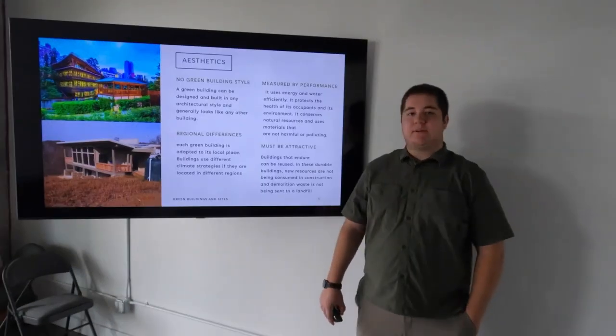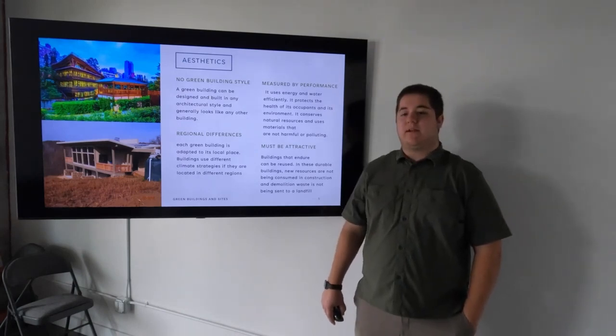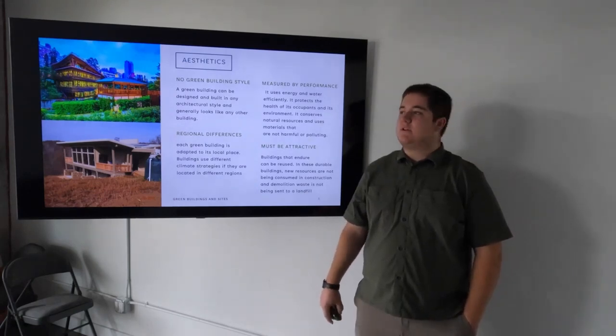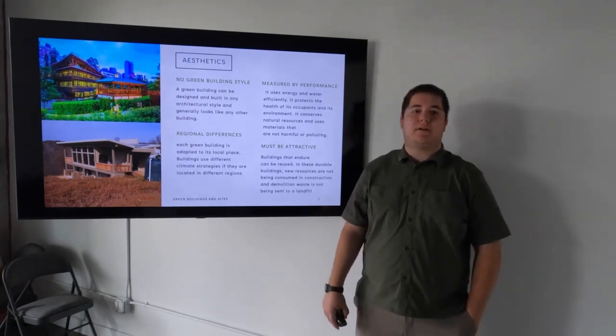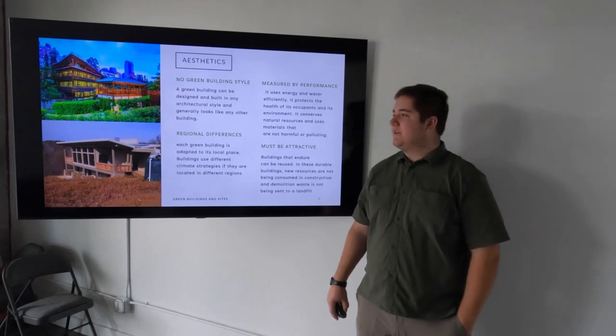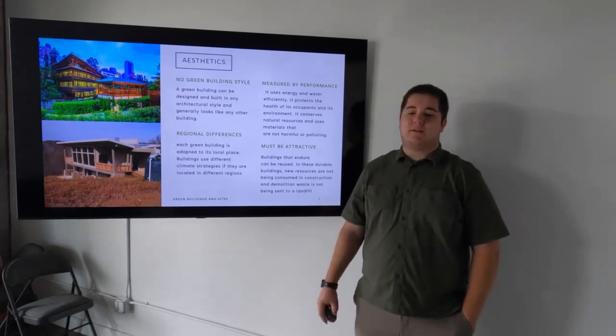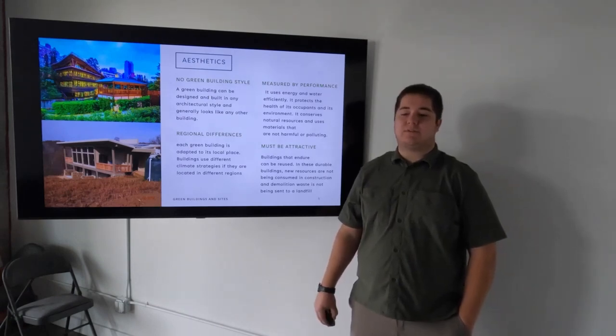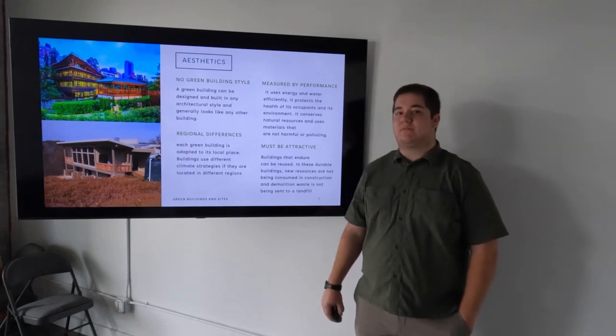A green building must be attractive in order for it to truly be green, because in order for it to be green, it needs to be recycled over generations. A good example of this would be super old buildings over in Europe that have been there for hundreds, thousands of years. Those are green because they'll last forever, they look good, no one wants to tear them down, new resources are not being consumed in construction, and demolition waste is not being sent to the landfill with those buildings.